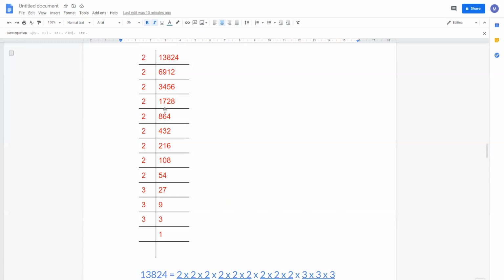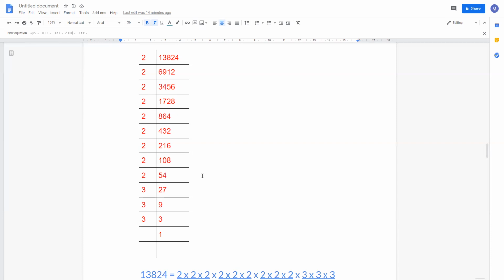Then dividing the number by 2, you will get 1728. Then 1728 divided by 2, you will get 864. Then 864 divided by 2, 432. Again dividing by 2, 216. Again dividing by 2, 108. Again dividing by 2, 54. 54 divided by 2, 27. 27 is not divisible by 2, but it is divisible by 3. So 27 divided by 3 is 9. 9 divided by 3 is 3. 3 divided by 3 is 1.